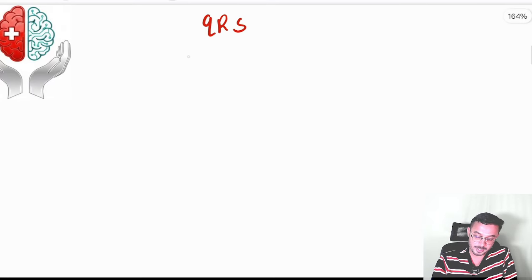And next we come to the QRS. What does the QRS indicate? QRS indicates ventricular depolarization.